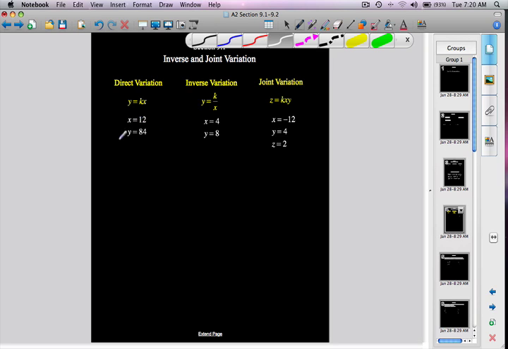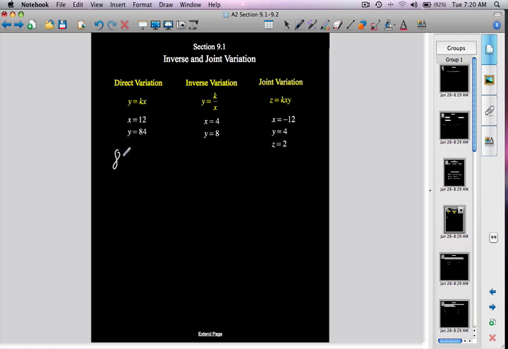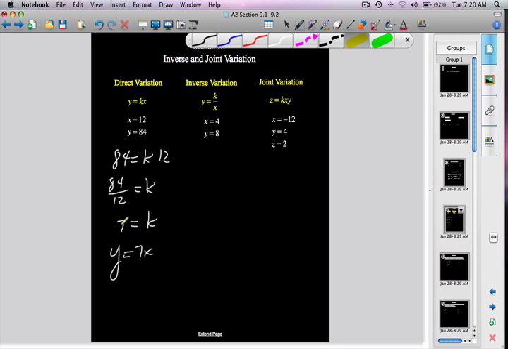So the first thing I'm going to do is take x and y and substitute them into the type of equation I'm working on. So y was 84 when x was 12. To solve for k, I'm going to divide each side of the equation by 12, and I'll find that k was equal to 7. Now I need to write my equation. y is equal to 7 times x. So the process of writing the equation is nothing more than taking the constant of variation and plugging it into the original model, y is equal to k times x.